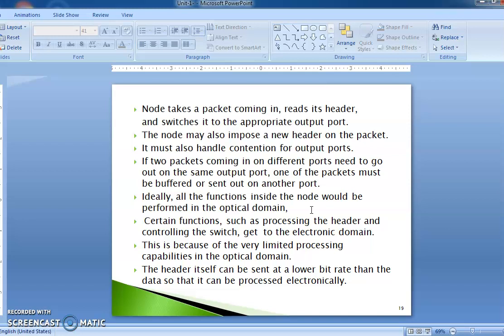Certain functions, such as processing the header and controlling the switch, are done in the electronic domain. This is because of the very limited processing capabilities in the optical domain. The header itself can be sent at a lower bit rate than the data, so it can be processed electronically.